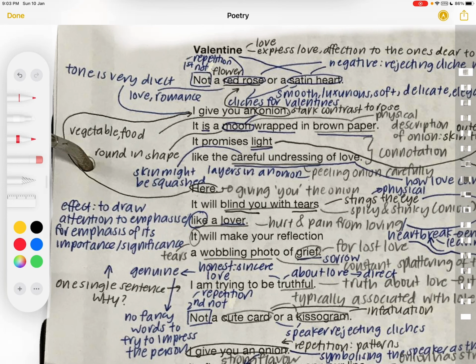both during the daytime and nighttime, like onions can be seen both in the daytime and nighttime, and the moon can only be seen at night. So, "it is a moon wrapped in brown paper."